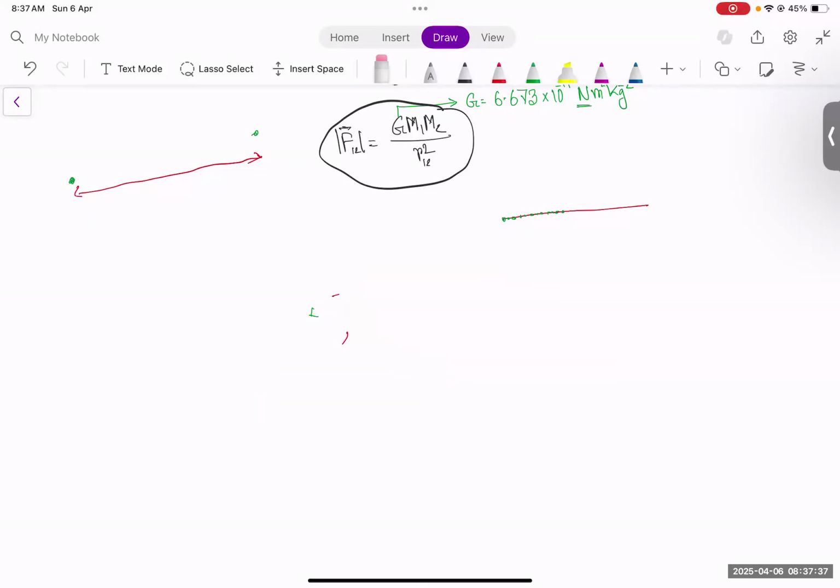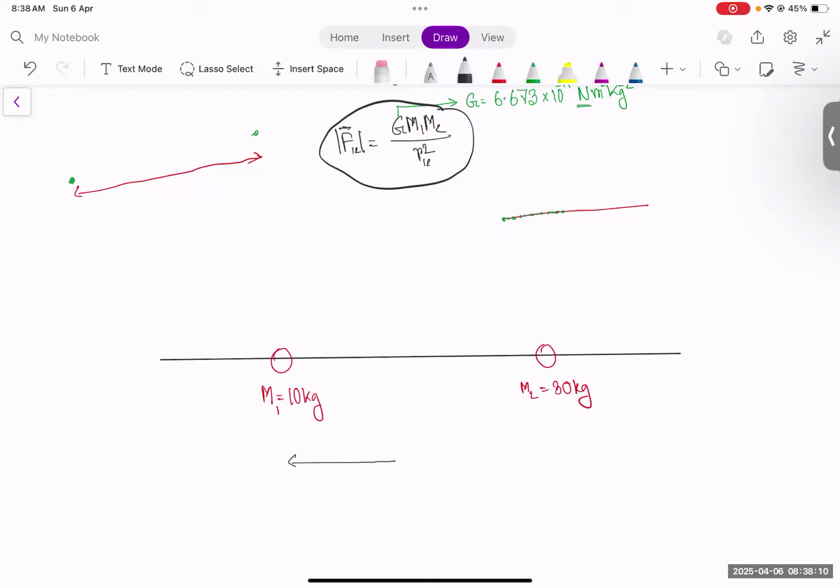All right, so let's do a quick example. This will be a lot like a common example. This is a very common example actually, but in electrostatics. So let's say we have 2 objects. One has a mass of 10 kg, the other has a mass of 30 kg. And the distance between them is, let's say, 100 meters.